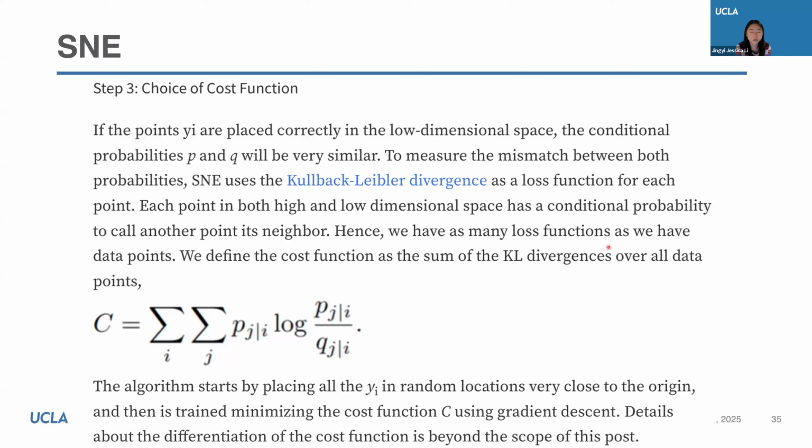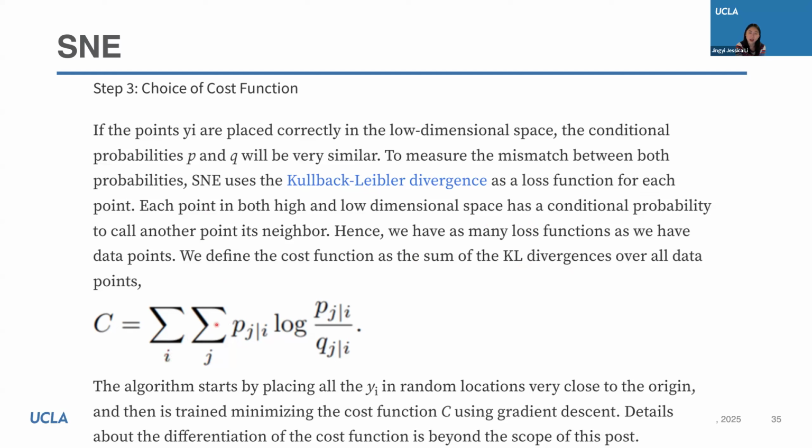Cost function. We hope to measure the difference between the two sets of probabilities, and the Kullback-Leibler divergence, KL divergence, is a typical loss function to measure the difference between two probability distributions. Each point in both high and low dimensional space has a conditional probability to call another point as its neighbor. Hence, we have as many loss functions as we have data points. We define the cost function as the sum of the KL divergences over all data points. So sum over i, sum over j.